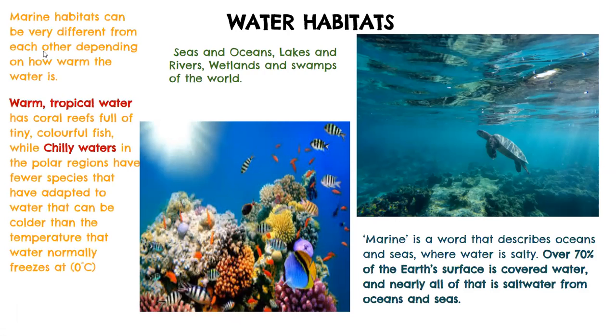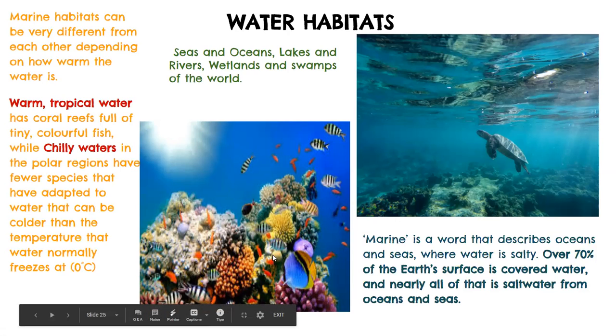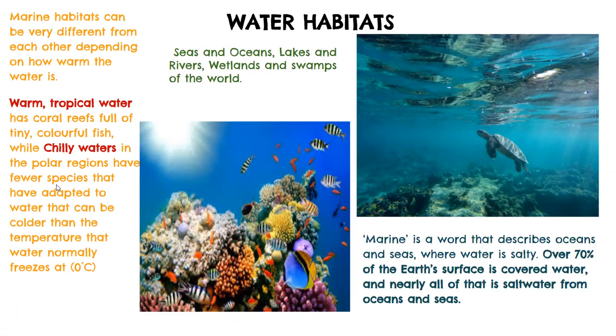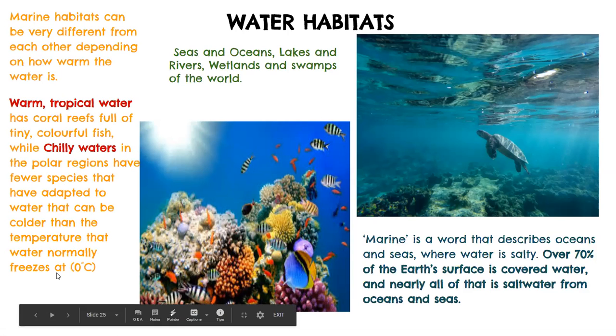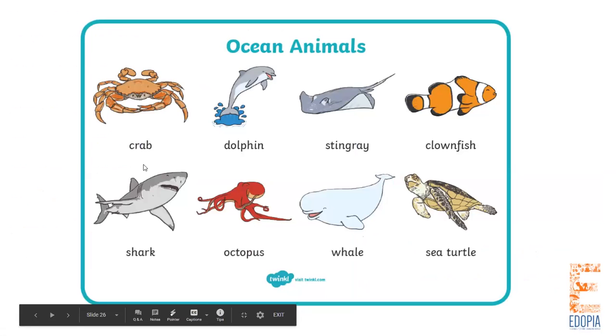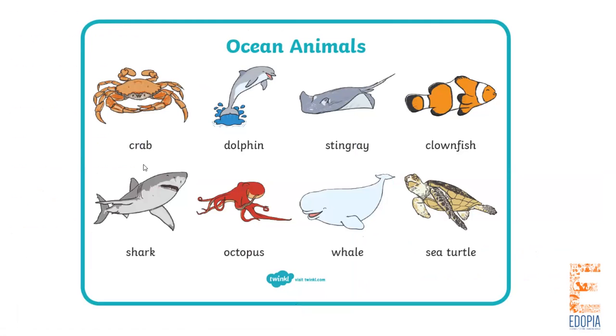Marine habitats can be very different from each other depending on how warm the water is. Warm and tropical water has coral reefs with tiny, colorful fishes, while the chilly waters in polar regions have fewer species that have adapted to water that can be colder than the temperature at which water normally freezes, that's 0 degrees centigrade. Some of the animals that we found in the oceans are crab, dolphin, stingray, clownfish, shark, octopus, whale, and a sea turtle.